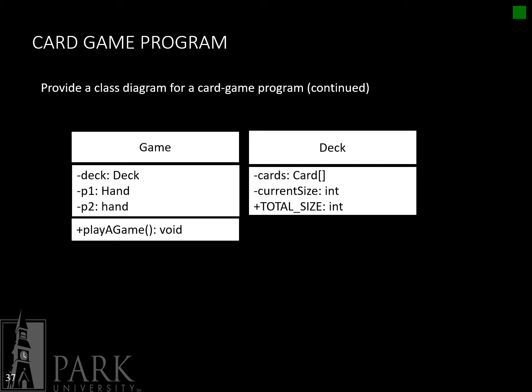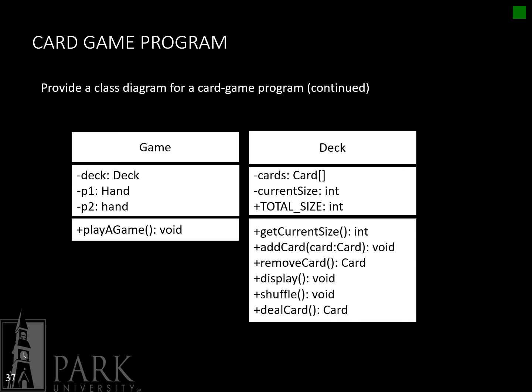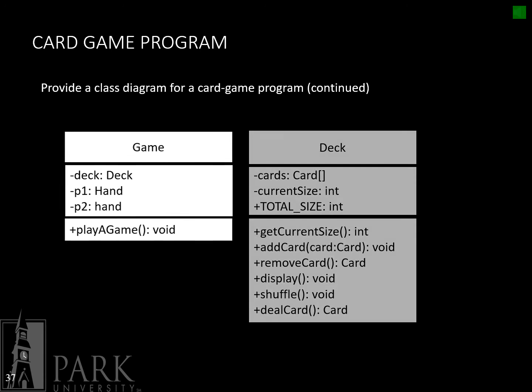We also need to add methods that our deck can use. So we'll need to be able to get the current size. We need to be able to add a card, remove a card, display the deck, shuffle the deck, and deal a card. These are all things that you do every time you play a card game. So you need to think about the behaviors in real life situations.